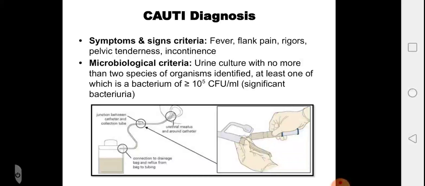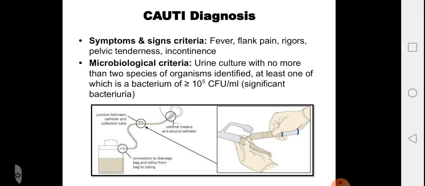Looking into diagnosis, you can diagnose by clinical criteria, that is signs and symptoms like fever, rigors, flank pain, pelvic pain, and incontinence. Okay, or microbiological criteria, that is by urine culture, which is quantitative culture, and upon culture you should isolate the bacteria whose colony count is more than 10 to the power of 5 per ml of urine. Then only it is considered significant and it's known as significant bacteriuria.